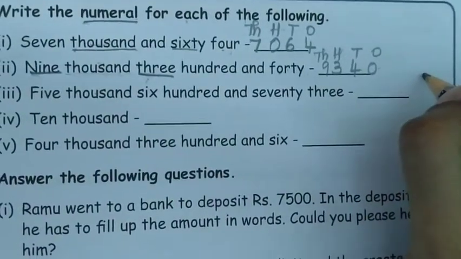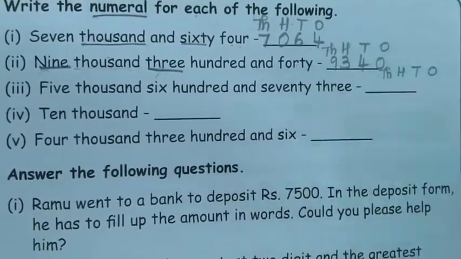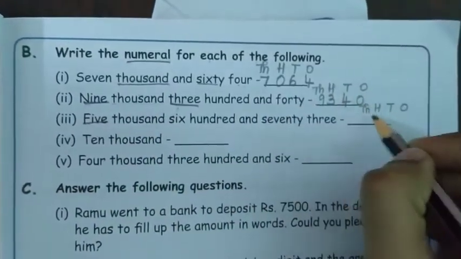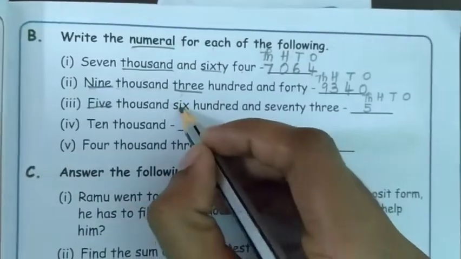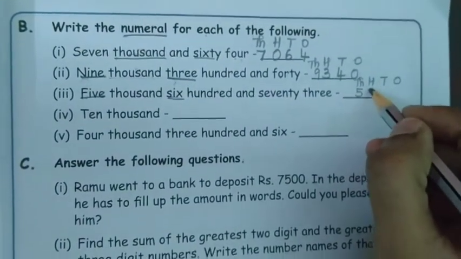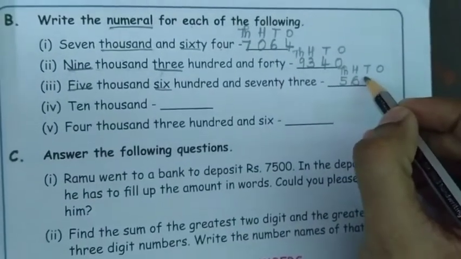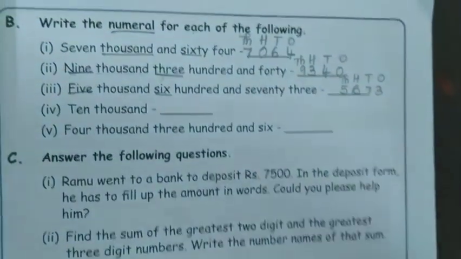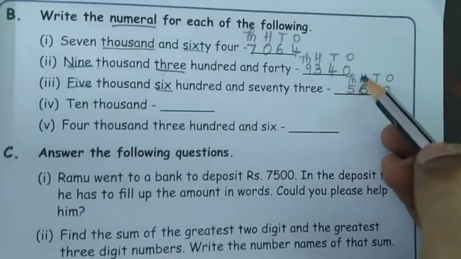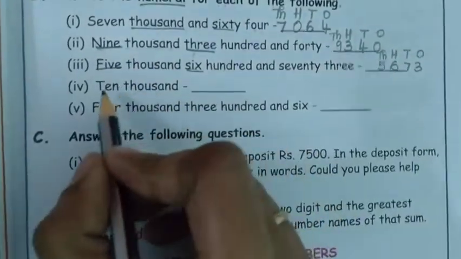Okay, now third question, 5000. Now here also we want to put the number up to 1000. Ones, tens, 100, 1000. How many thousand are given, ma? 5000. So before the 1000 I am putting 5. 600. So below the 100 I am putting 6. Okay, va? And 73. So 5673. Okay, va?